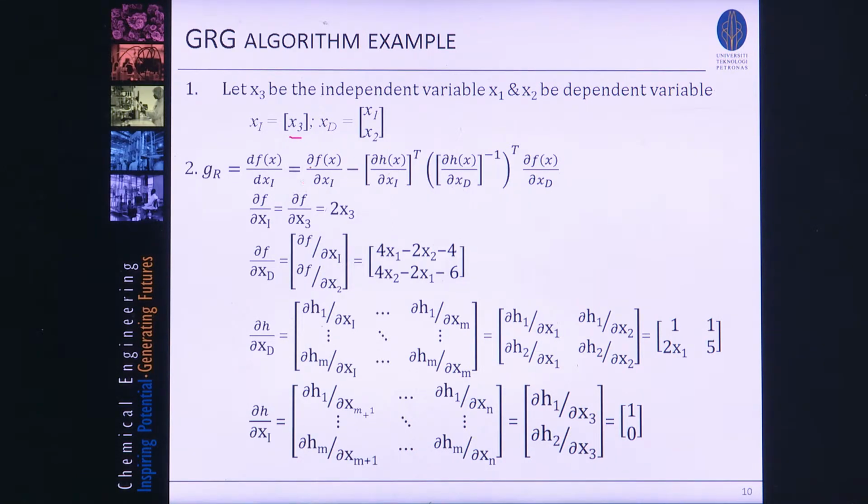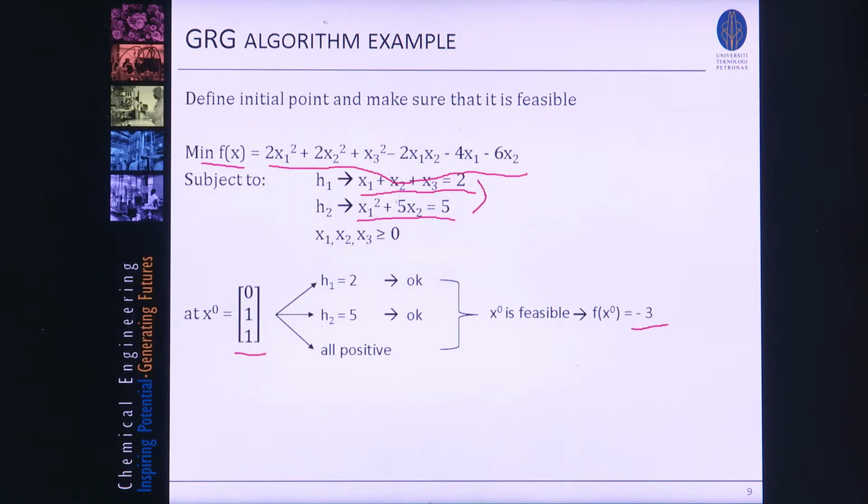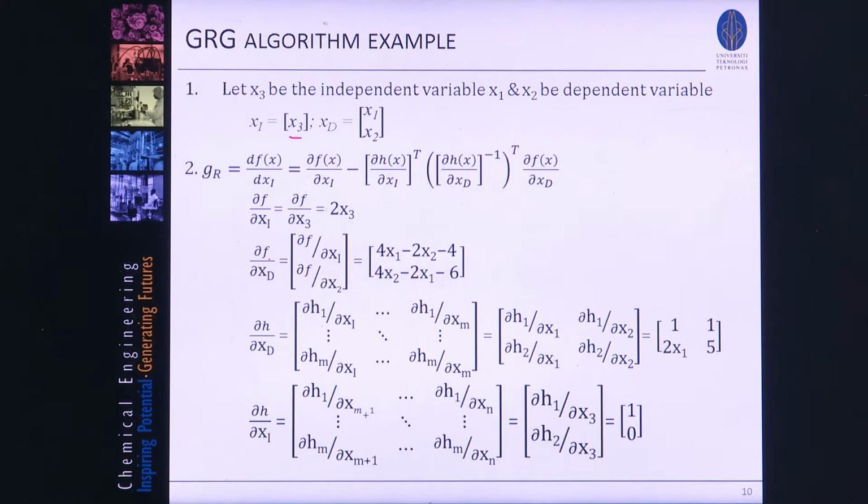We calculate the reduced gradient with this formula. Then df/dx independent is 2x3, because we derive this with respect to x3, so you get this over here. And then we derive f with respect to x dependent, which means d/dx1 and d/dx2. We get these equations. And then we derive dh, the constraint, with respect to the dependent variables. Since we have 2 constraints, we have to derive h1 with respect to x1, h1 with respect to x2, h2 with respect to x1, and h2 with respect to x2.